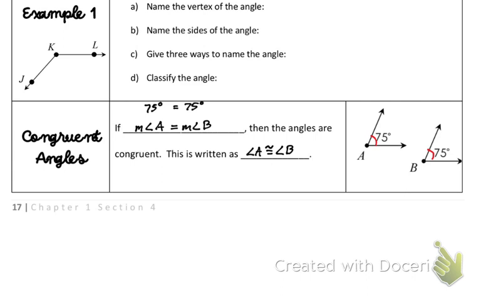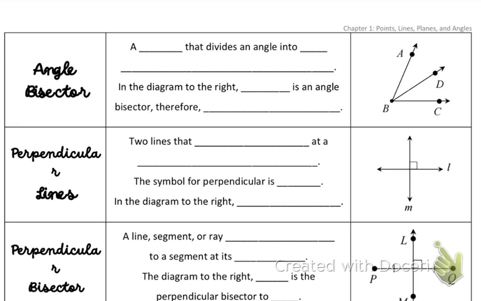12:01. We got about 4 more minutes. We can do one more thing. Bisector. What did you think when I say bisector? Cut in half. So if bisector means cut in half, that must mean an angle bisector is an angle that is cut in half. So once again, bisector, I'm thinking cut in half.